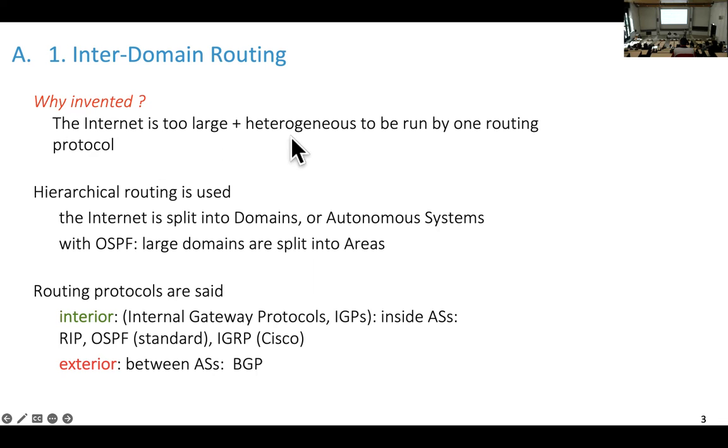The better reason is that the internet is heterogeneous, meaning that there is no one entity that owns the internet. There's no one company or provider that runs the internet. Rather, the internet is a collaboration of several providers or entities. The internet is self-organized, basically. So what is the problem?